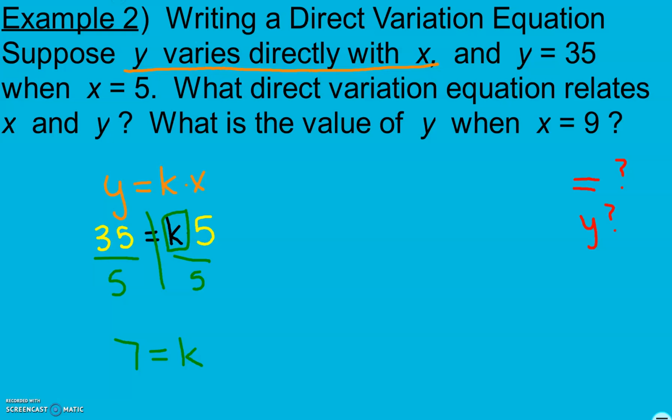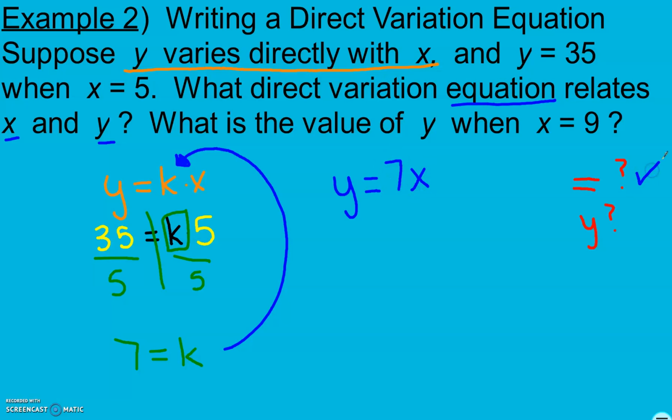So the first thing they wanted here was what direct variation equation relates x and y. So we need an equation that has both an x and a y in it. So I'm going to go back into my original form and plug the k in. Y equals 7 times x. Again, we need an equation that has an x and a y in it, and the relationship is 7x. My constant of variation, k, is 7.